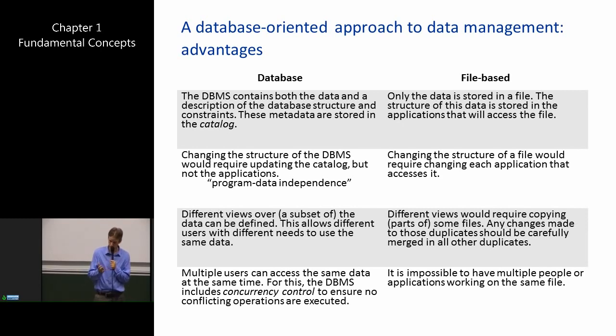So, in a nutshell, DBMSs have catalogs. This is not available in a file-based approach. DBMSs or databases have program data independence. In a file-based approach, you have program data dependence. In a database approach, you can have the idea of views, which you do not have in the file-based approach. In a database approach, you have facilities for concurrency control, which you do not have in the file-based approach.